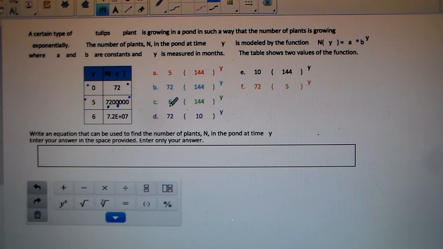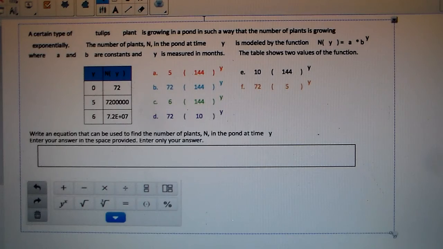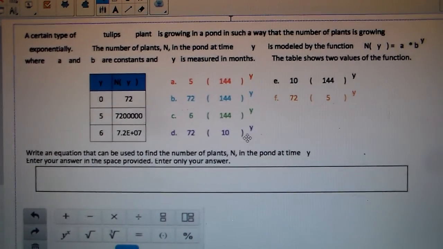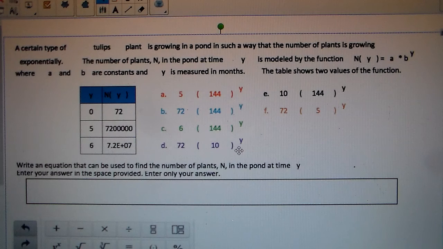So anyway, we've got to make an equation here. It says write an equation that can be used to find the number of plants n in the pond at time y. Enter your answer in the space provided. So based on this chart that's given here, we've got to write an equation. And obviously they give us some tools here to use online. So let's do that. Let's see if I can make it bigger. Cool. We could get rid of that chart on the bottom.